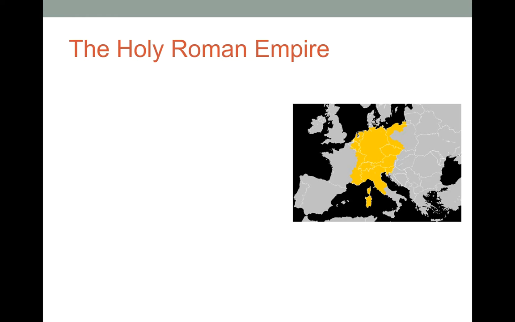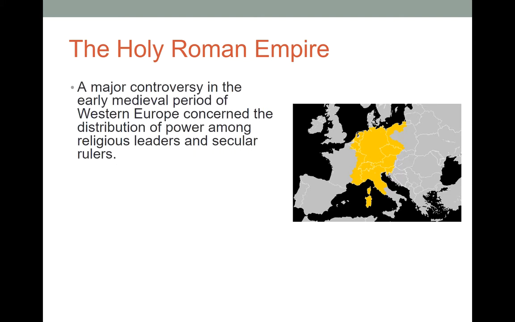We're going to focus on the Holy Roman Empire. So Western Europe, you have the Carolingian Empire, but the one we need to look at is the Holy Roman Empire. It wasn't holy and it wasn't Roman. It is a loose confederation of Germanic states that band together.